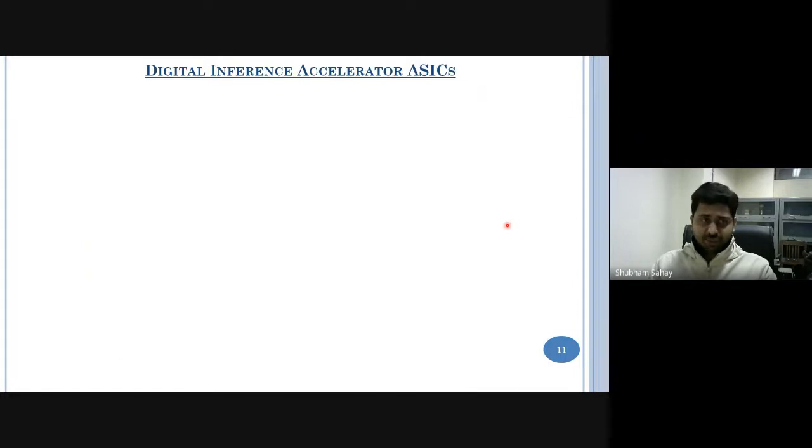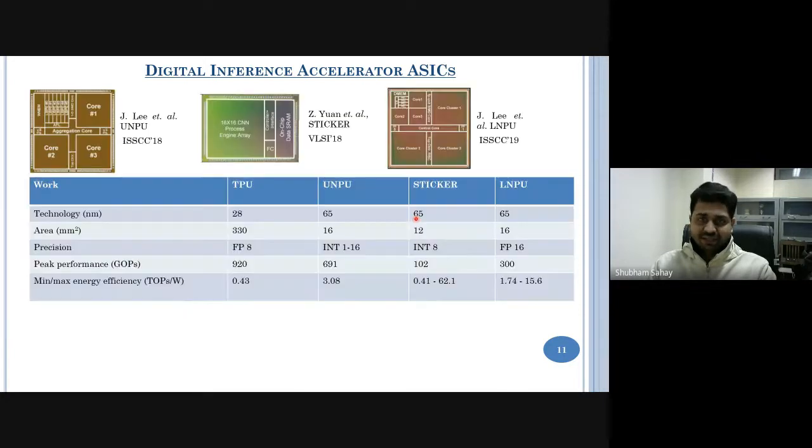Academia then came to the rescue. They started making digital inference accelerator ASICs for performing different applications. So we have chips from MIT and all leading universities now. These chips perform vector matrix multiplication in the digital domain, and they accelerate some particular application like VGG16 or ResNet in some neural network. So each chip here accelerates a particular neural network only.